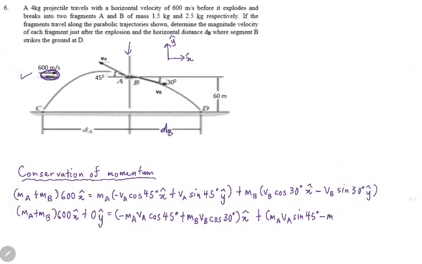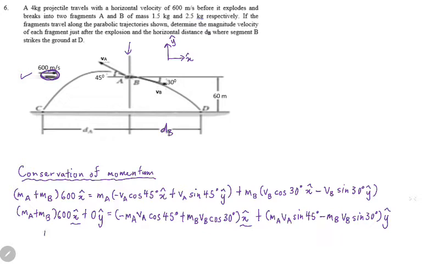Minus MB VB sine 30 degrees, and all this are in the y unit vector direction. So from here, what happens is you then compare the components. Within the x unit vector, what you compare is the information there. So what I'm trying to say is that MA plus MB times 600 will be equal to negative MA VA cos 45 degrees plus MB VB cos 30 degrees.